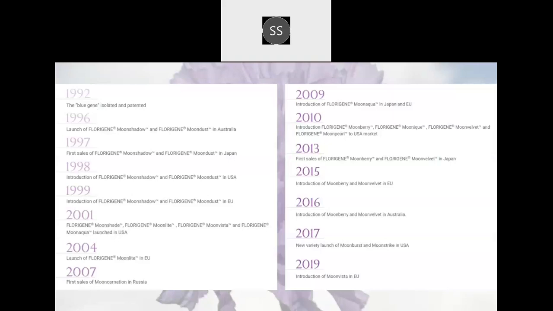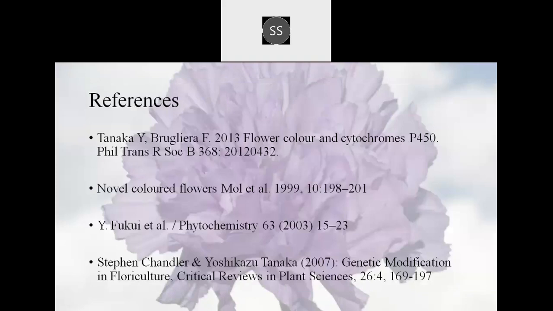This one is the time period when they modified the carnations, and approximately 11 different shades they have given. And these are the references, and that's all for my seminar topic. Thank you.